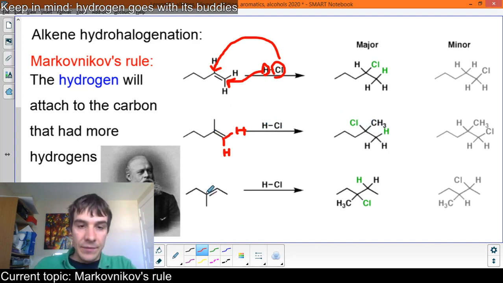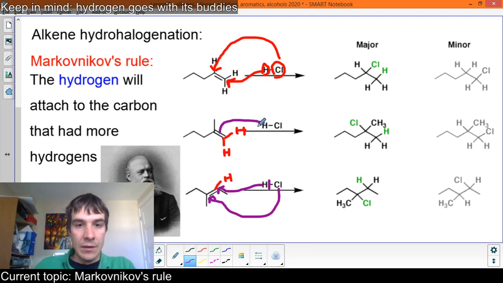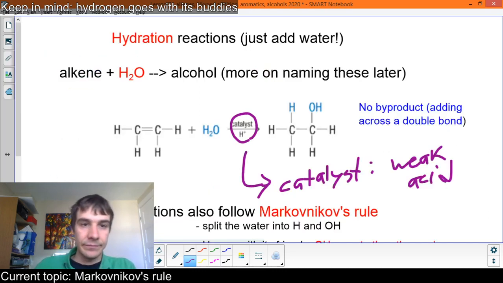And then this one, same thing. This one's full. This one's just got 1 hydrogen. So the hydrogen is going to go to that carbon, and the chlorine has to go to that carbon. Remember that they add across the double bond. So here it's going to look like that. This hydrogen goes here, and the chlorine goes here. So that's Markovnikov's rule for hydrohalogenation, but also for other things.